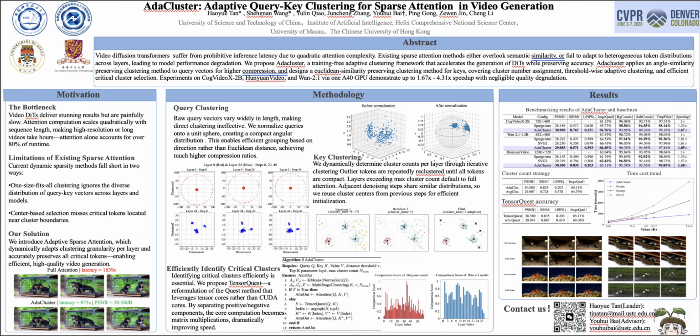Then let's look at our experimental results. We tested AdaCluster on three mainstream video generation models, CogVideoX-2B, HunyuanVideo, and Wan 2.1, with an NVIDIA A40 GPU. We have three key results. First, obvious speed improvement. Compared with original full attention, AdaCluster has a very great speed improvement.